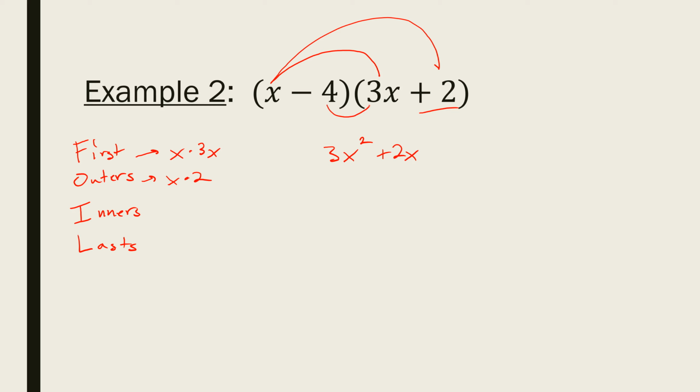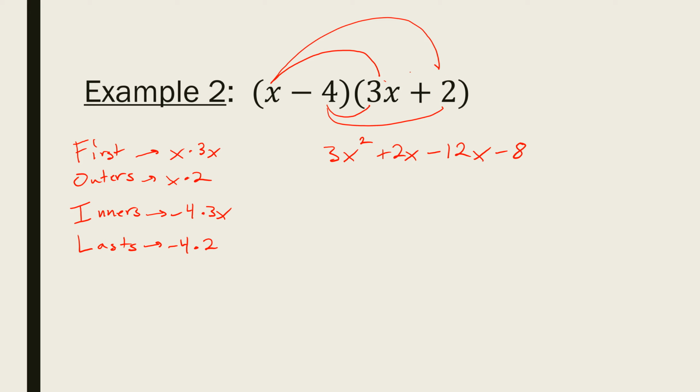So -4 times 3x. Notice how this is the inners. -4 times 3x. This is going to be -12x. Finally, I have my lasts. I need to multiply -4 times 2. Notice that this is the last term. -4 times 2 is -8. Okay, so I put every term into every other term. Nice. The x went into this and this. The 4 went into this and this. I've used up all the terms, I'm good, and drawing these rainbows can really help you organize your work.